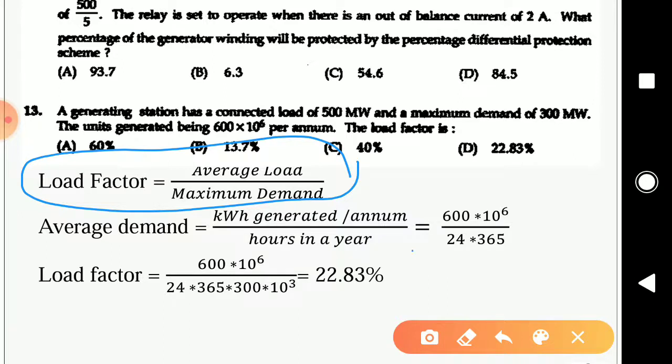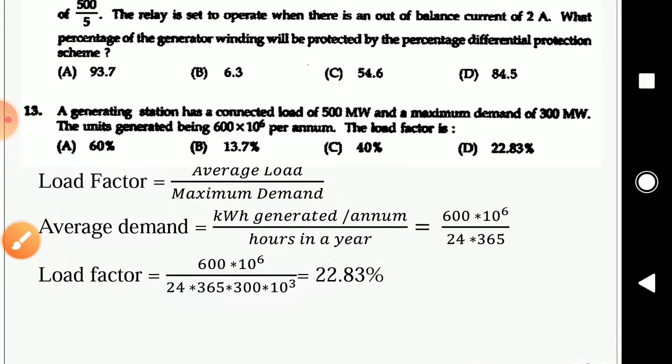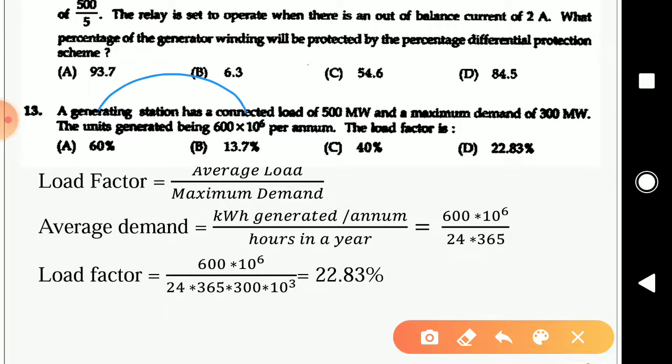So, we already know the equation for the average load is given by the kWh generated per annum divided by the hours in a year. The hours in a year are given by 24 into 365. We are considering 365 days in a year. And the units generated per annum has been given. So, 1 unit is equal to 1 kWh, so the number of kWh generated per annum is the same. You have 600 into 10 raised to 6.